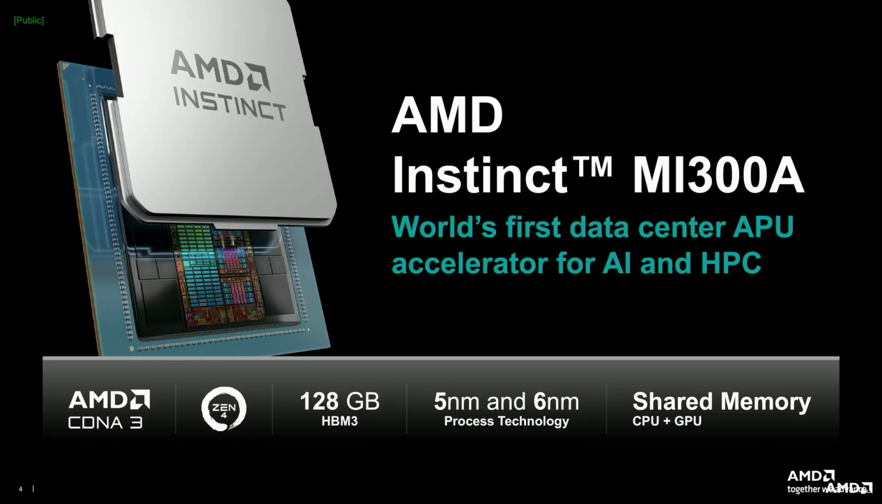The hardware I'll be using for demonstrating these optimizations is the AMD Instinct MI300 accelerator, which is an APU, so it combines both CPUs and GPUs. They share the same physical memory, which is pretty cool because it eliminates host-to-device data transfers.